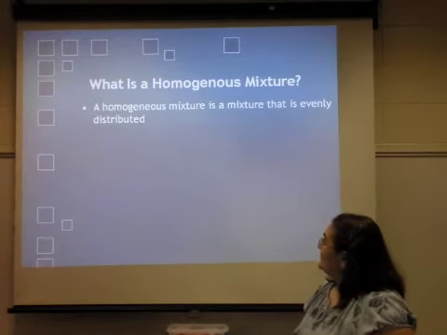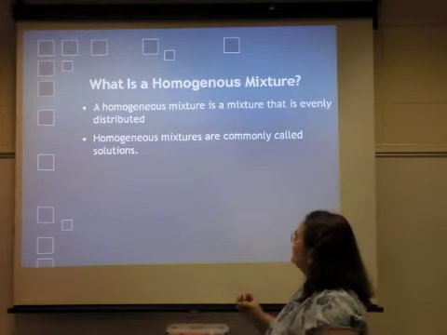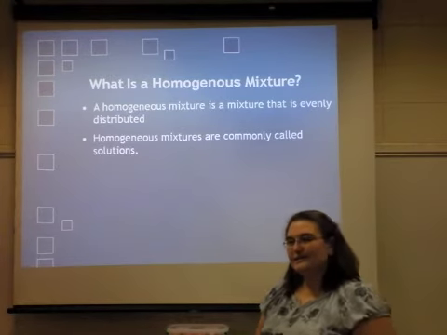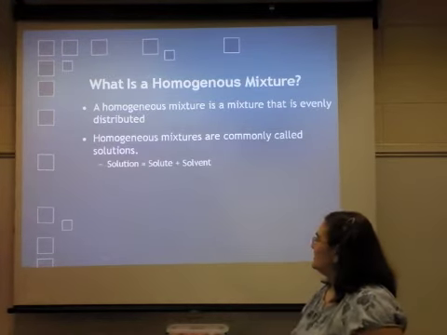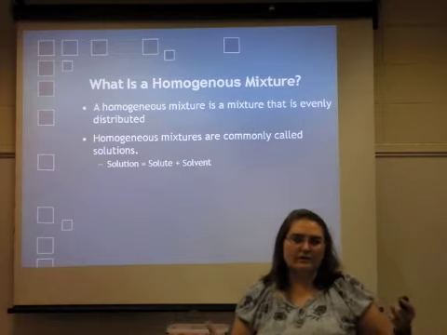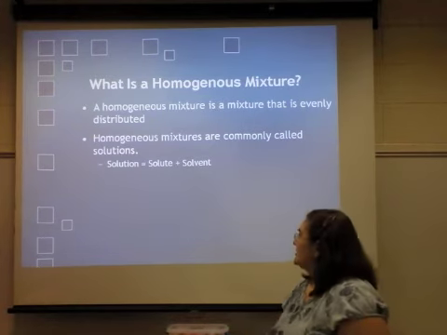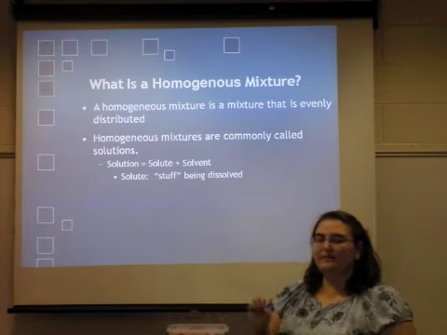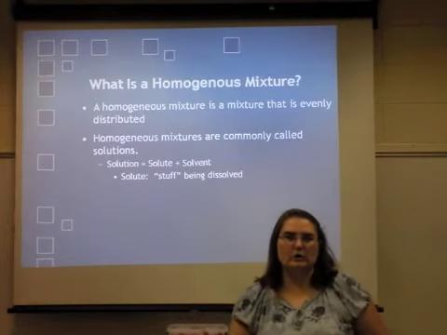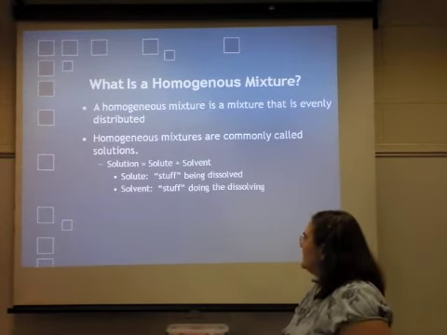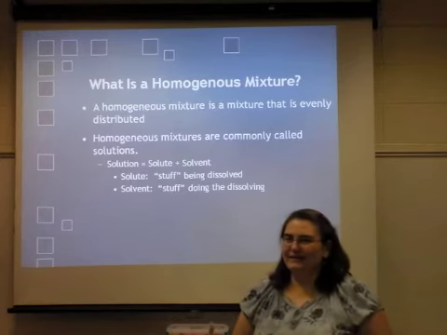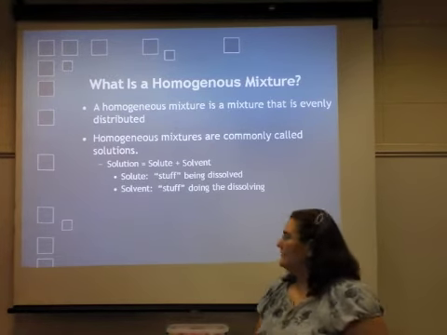So what is a homogeneous mixture? It's going to be a mixture that's evenly distributed. Homogeneous mixtures are usually called solutions. And with a solution, we have two parts. We have a solute and a solvent. The solute is going to be the stuff that's being dissolved. If you make Kool-Aid, the Kool-Aid is the solute. The solvent is whatever's doing the dissolving. So again, in our Kool-Aid, water is the solvent.